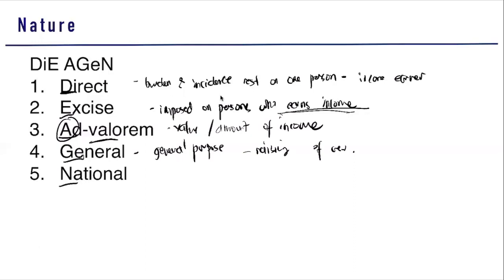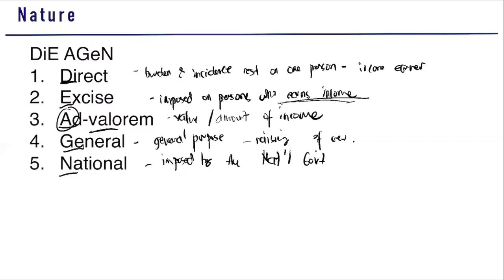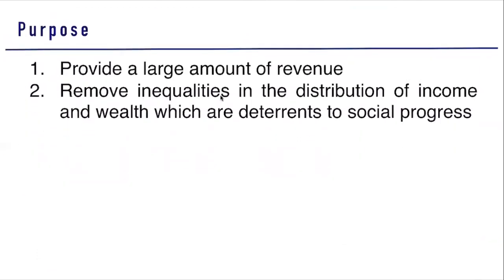Lastly, it is a national tax. Why is it a national tax again? Because this tax is imposed by the national government. So these are the different natures of income taxation, and you have this mnemonic again: direct, excise, ad valorem, general, and national. Take note, ad valorem means it is based on value, so we tax it based on the value of the income. We proceed. What is the purpose of income tax?